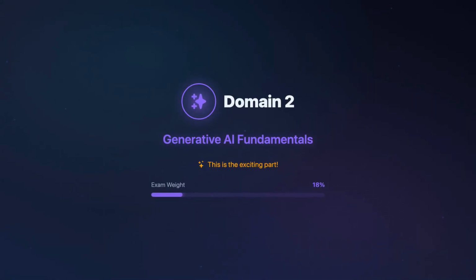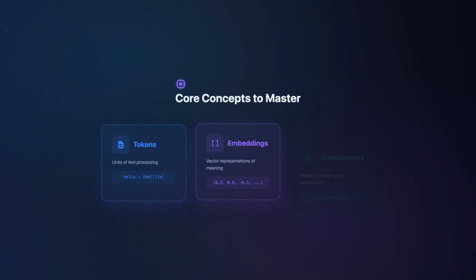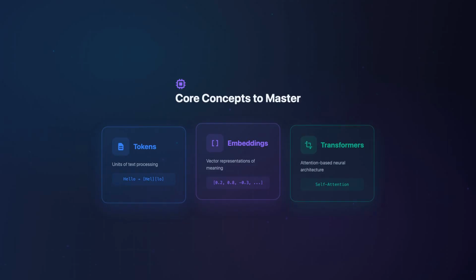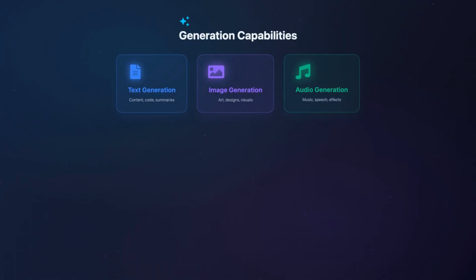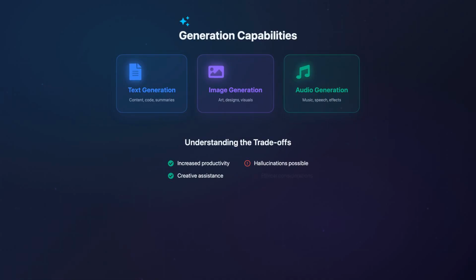Domain 2 focuses on the fundamentals of generative AI, making up 24%. This is the exciting part. You need to understand concepts like tokens, embeddings, and transformers. You will be tested on your ability to identify use cases for text, image, and audio generation, and understand the pros and cons of these powerful tools.